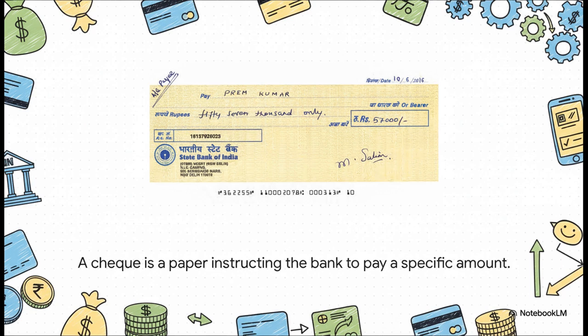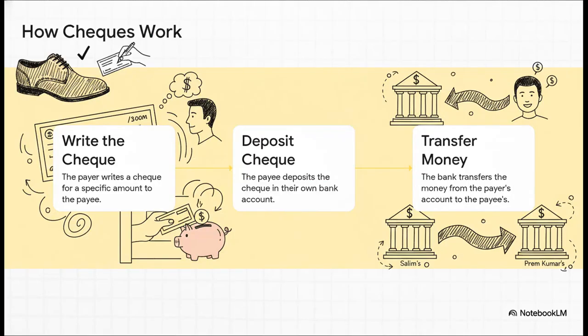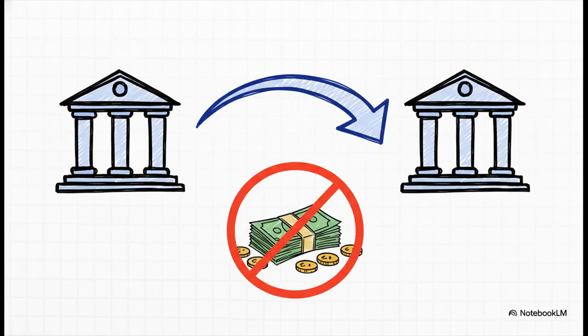Let's look at an example. Here, M. Salim, the shoe manufacturer, needs to pay Prem Kumar, his leather supplier. So Salim simply writes a check for the amount. Prem Kumar then deposits this check in his own bank account. After that, the bank does the work of transferring the money from Salim's account to Prem's account. And just like that, the transaction is complete. This shows us so clearly how a payment can be settled directly without any physical cash being used at all.